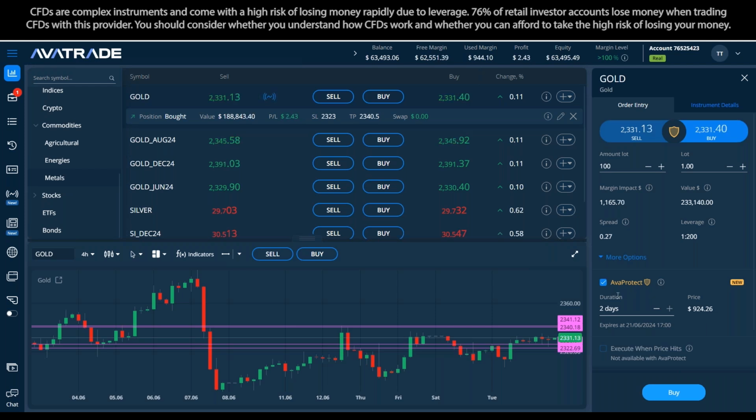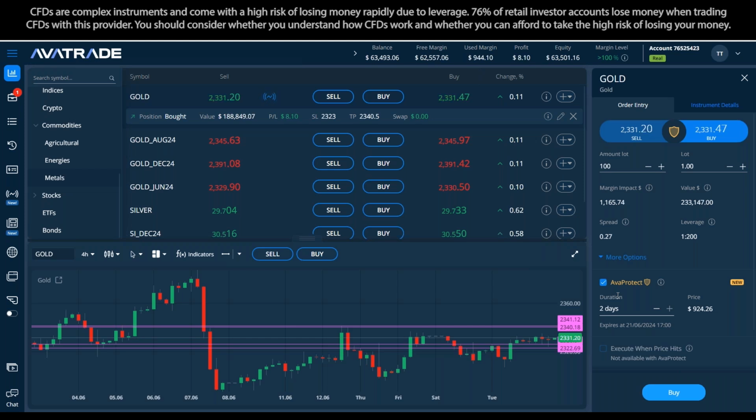So AvaProtect allows me to not have to worry about how far away I need to put my stop loss. What if it hits your stop loss and then it goes the right way and you take the loss before it goes the right way? You don't have to worry about that when you use AvaProtect.